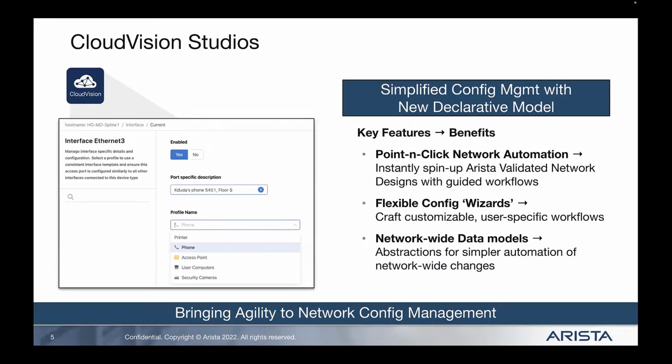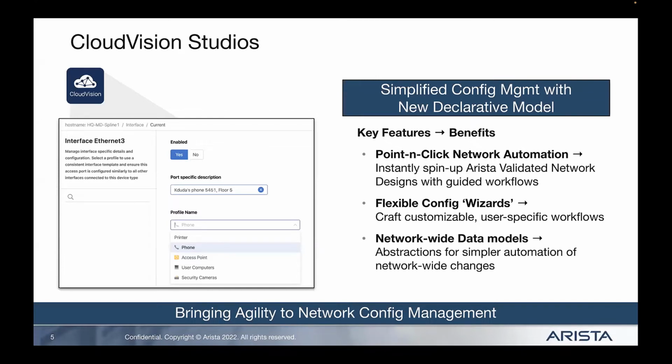So here's a quick screenshot to give you an idea. But what is Studios, to define it? You have point and click network automation. And these, again, are tied in with a lot of the network designs that are validated by Arista, the field folks in Arista. And so you get our standard designs that are recommended to customers, whether that's a data center or a campus, and provisioning services.